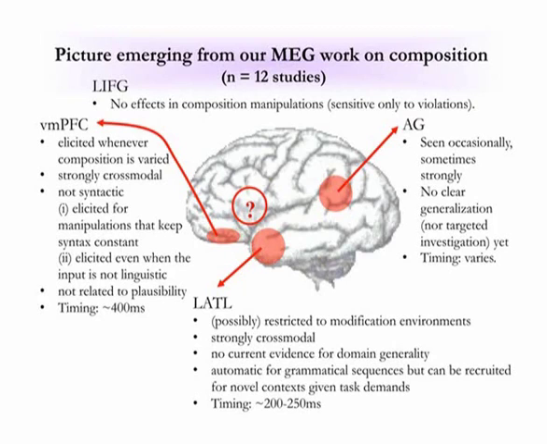For the left ATL, we don't have any current evidence for domain generality, in the sense of showing that it's sensitive to composition in non-language domains. What I have some preliminary evidence for, however, is that although this effect is automatic for grammatical sequences, it can also be recruited for novel contexts. By novel context, I mean a new type of word order, a non-native word order, given an appropriate task. The timing is earlier than the ventromedial effect, in the 200 to 250 range after the onset of some critical word.